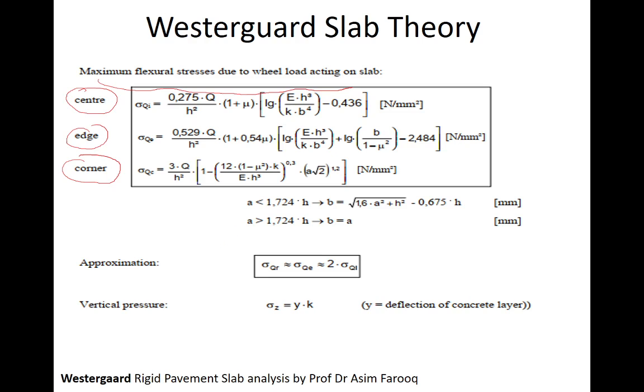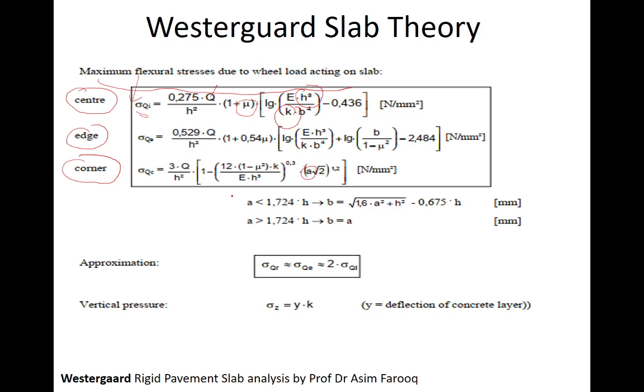Sigma is denoted for the flexural stresses, while Q is the wheel load, mu is the Poisson ratio, and H is the slab thickness, which will be provided in millimeters. K is the modulus of subgrade reaction, and A is the radius of the contact area, while L is the radius of relative stiffness, which will also be mentioned sometimes.